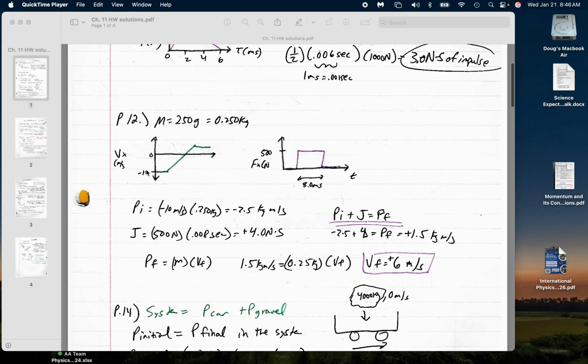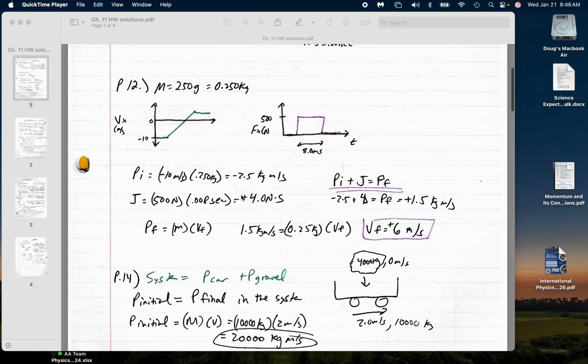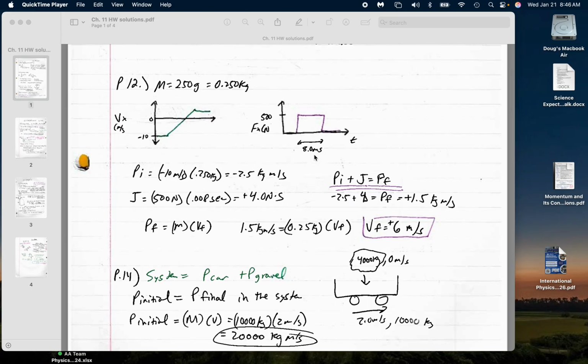For P12, you have an object starting at negative 10 meters per second. It has an interaction, so there's an impulse to it, and then it ends up at a certain speed, and you're asked to figure out that speed. You're given that the mass is 0.250 kilograms, and again, this is milliseconds, so 8 milliseconds. So the idea here, if there is an impulse, you have initial momentum plus the impulse is equal to the final momentum. So the initial momentum, mass times velocity, is negative 2.5 kilogram meters per second. The impulse is 500 newtons times 0.008 seconds. That's plus 4 Newton seconds.